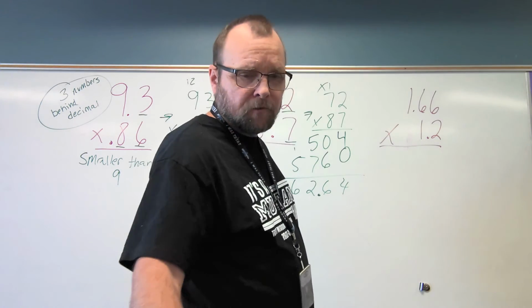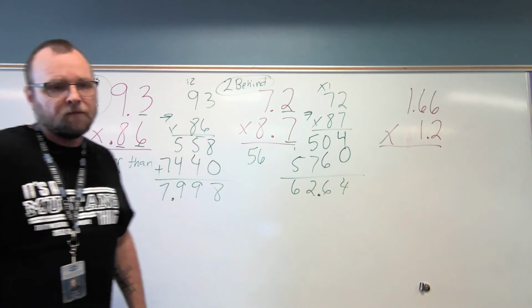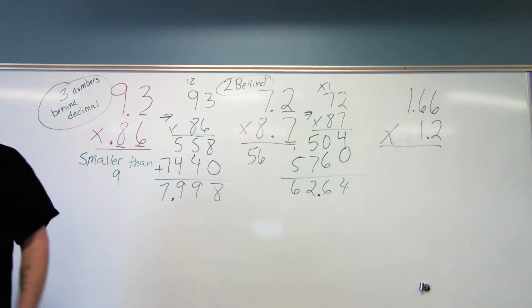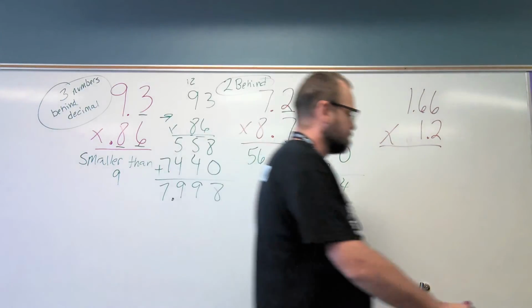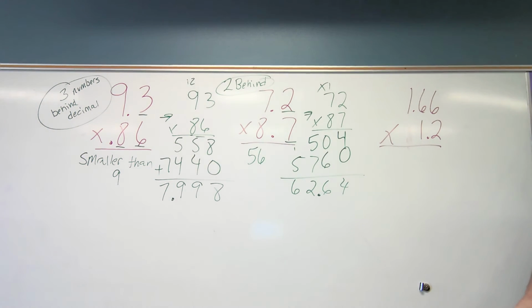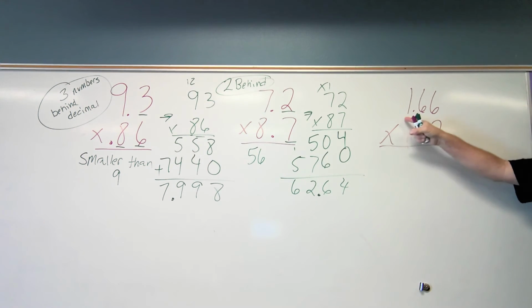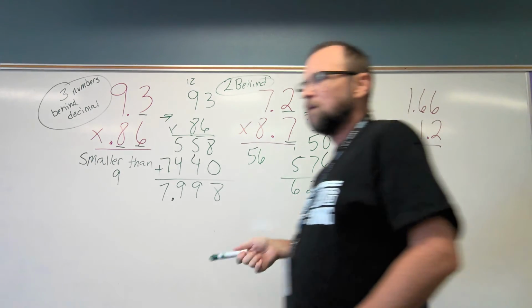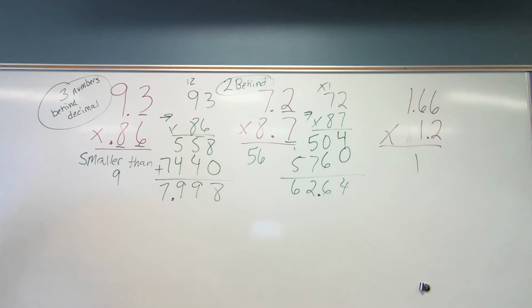1 and 66 hundredths times 1 and 2 tenths. Grace, what is my estimate here? What are my whole numbers? 1 and 1. So Grace, what's 1 times 1? 1. So my estimate's 1. This is more than 1, this is more than 1, so my answer is going to be more than 1. But that gives me a good idea. I can just use my whole numbers to give me a good idea of where my answer would be.